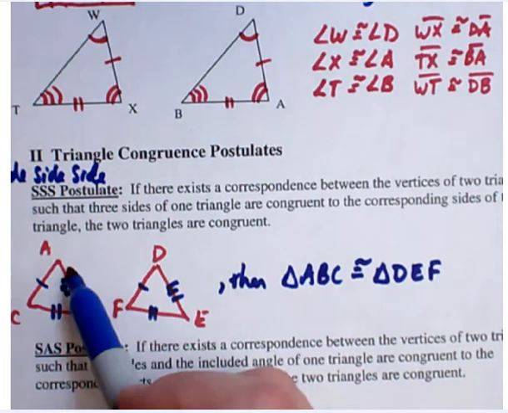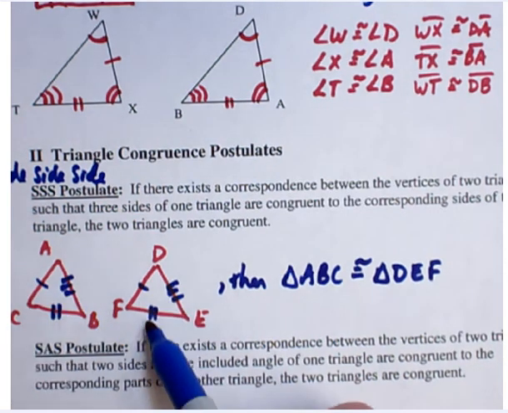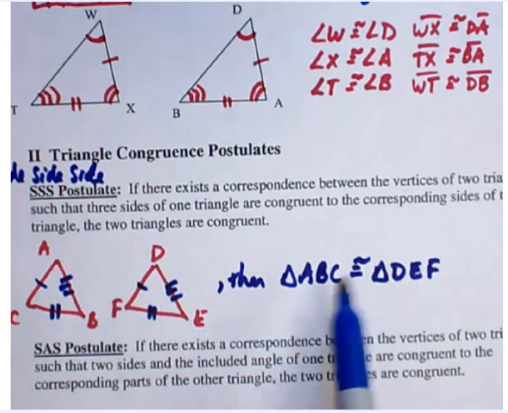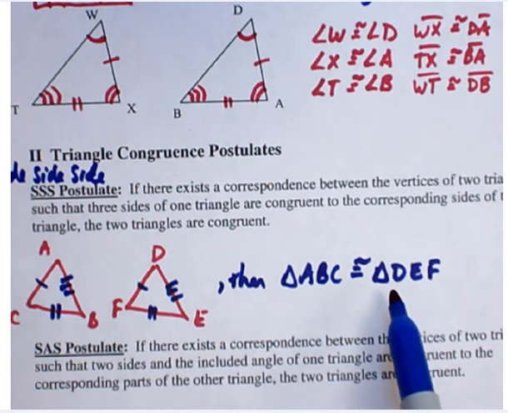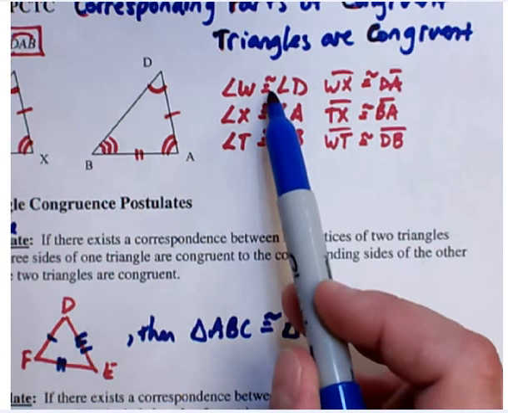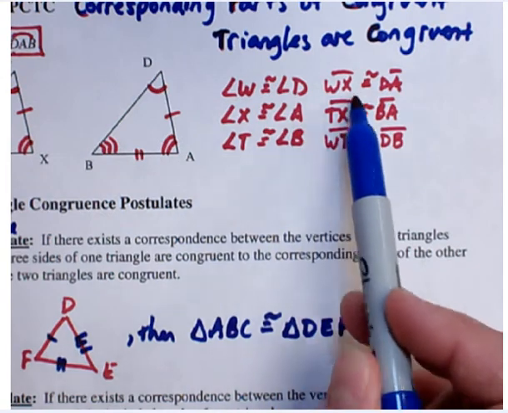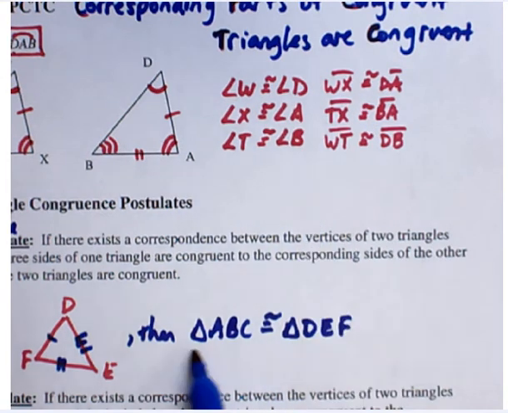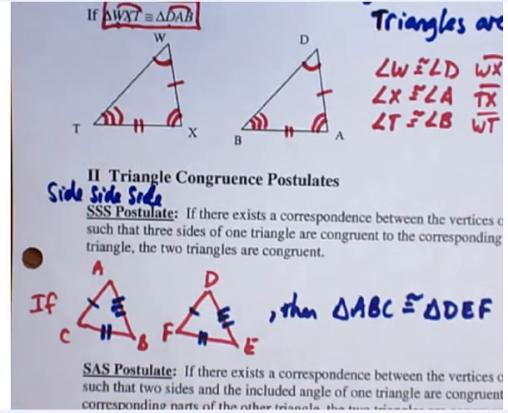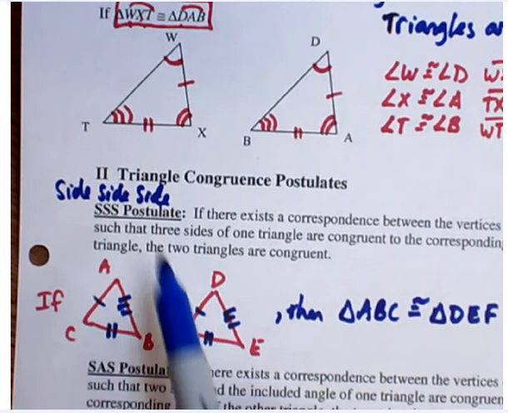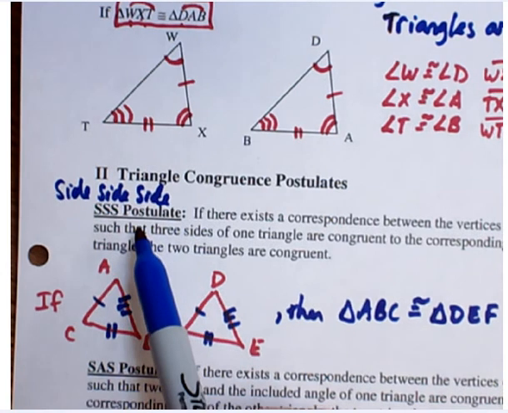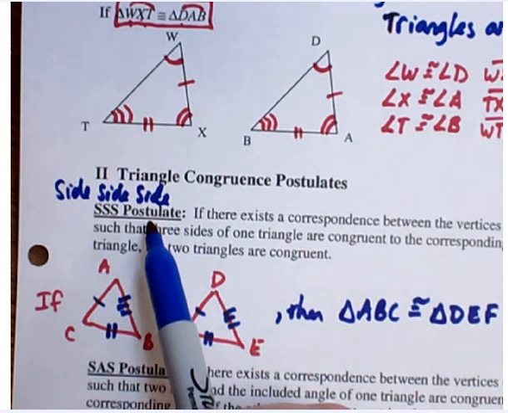If you know that all three sets of corresponding sides are congruent, then the triangles have to be congruent. You don't need to have 6 pieces of information. You don't need to know all this. All you need are 3 pieces. Okay? Side, side, side. That's one of the postulates. That's one rule that allows you to say that the triangles are congruent.